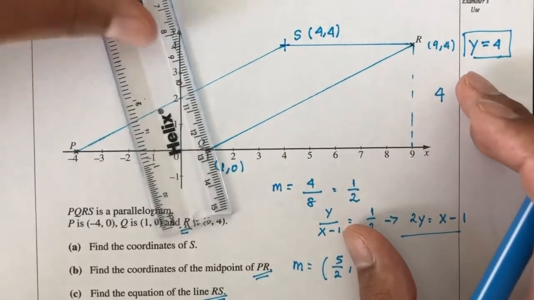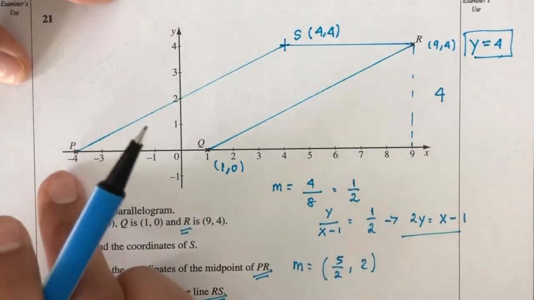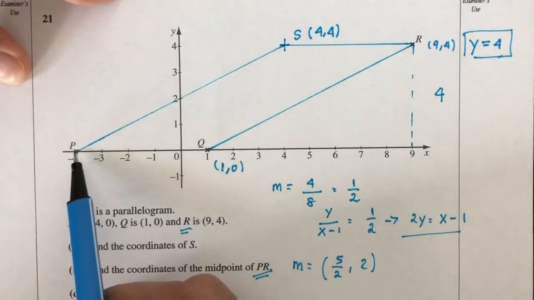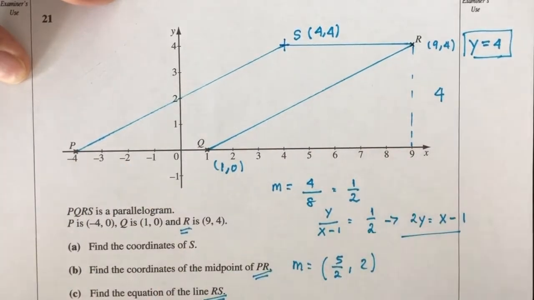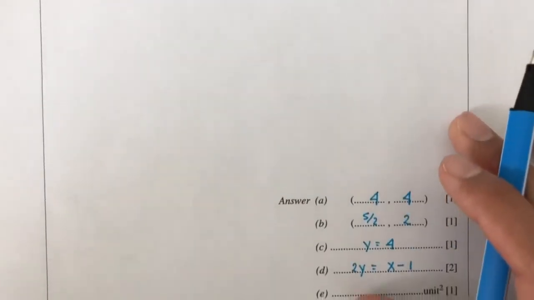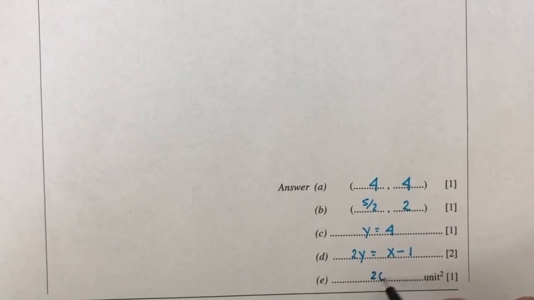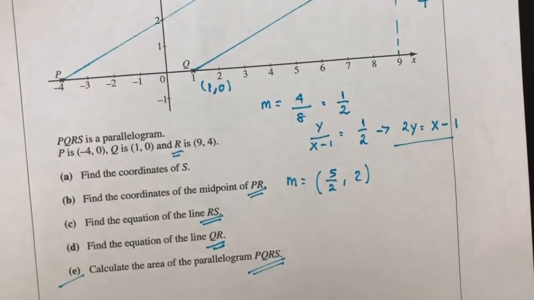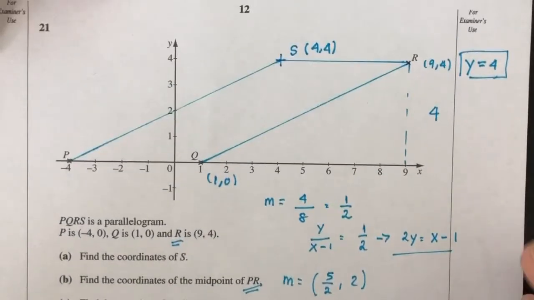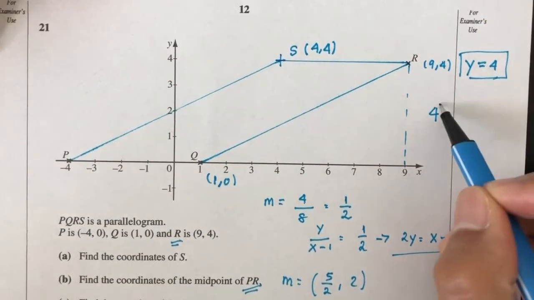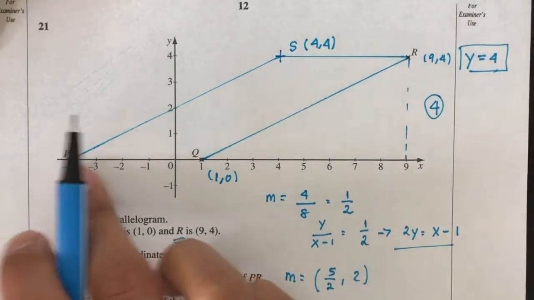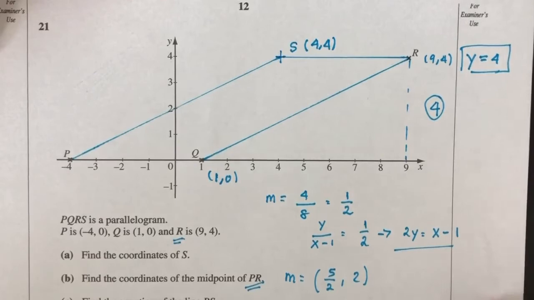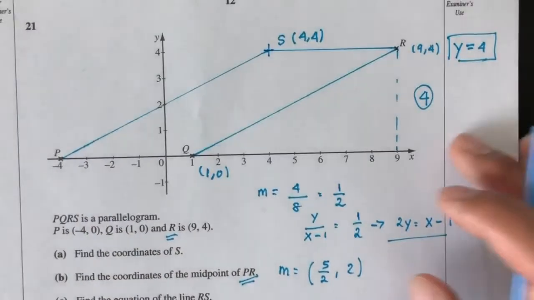Basically we just need to know the height. The height is 4, and what is the width? The width here is 1, 2, 3, 4, 5. So 5 times 4 will be 20. So that will be 20 units squared. That will be the area of PQRS. The height is pretty easy, 4, right? So as you can see, that was pretty easy, and we just have to find width times height, which equals the area of that shape.